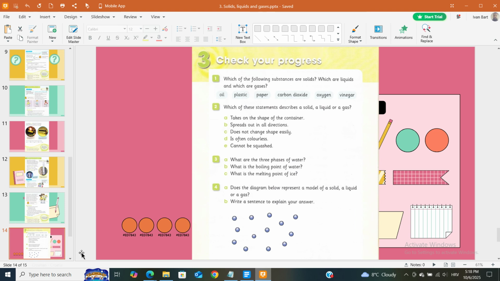3. Check your progress. 1. Which of the following substances are solids? Which are liquids and which are gases? Oil, plastic, paper, carbon dioxide, oxygen, vinegar.